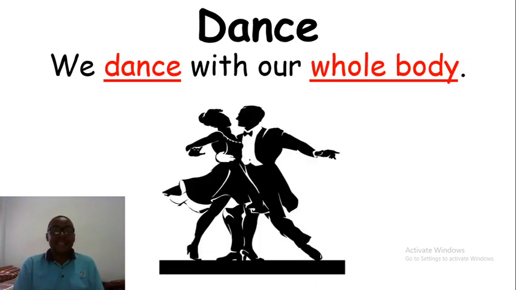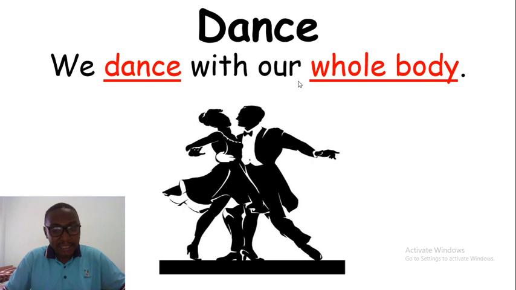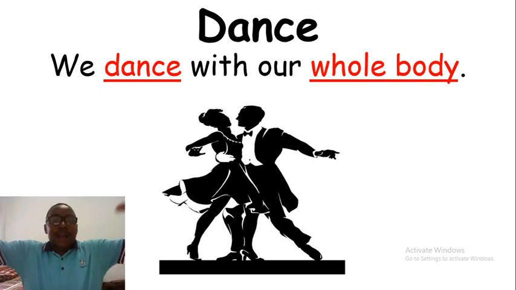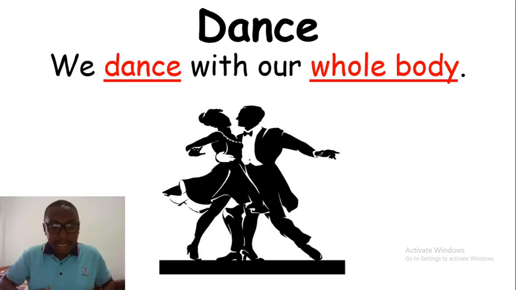Next is dance. So they are dancing. How do we spell dance? D-A-N-C-E. Dance. And we dance with our whole body. When we say whole body, it means our head, our hands, our shoulders, our tummy, our legs, and our feet. This is my whole body. So I dance with the whole body.